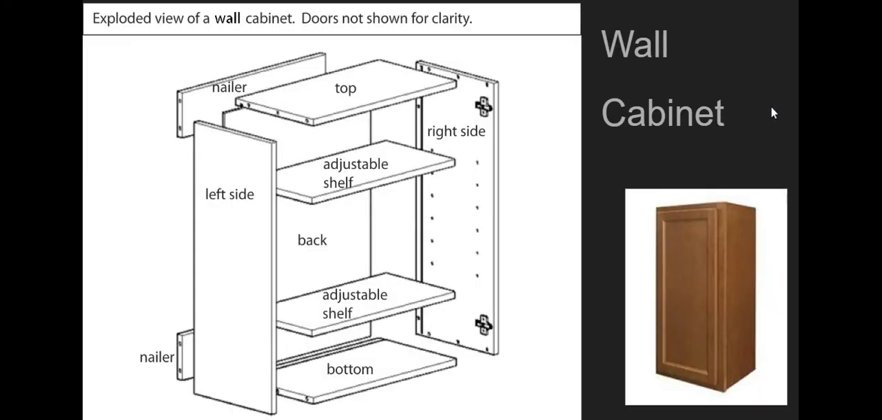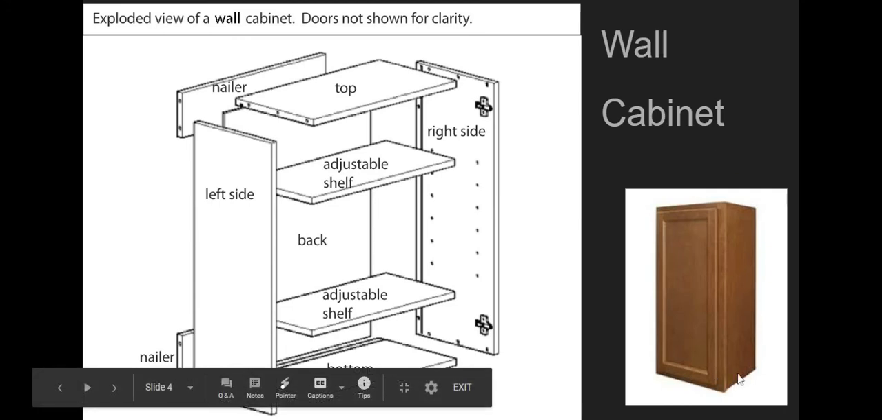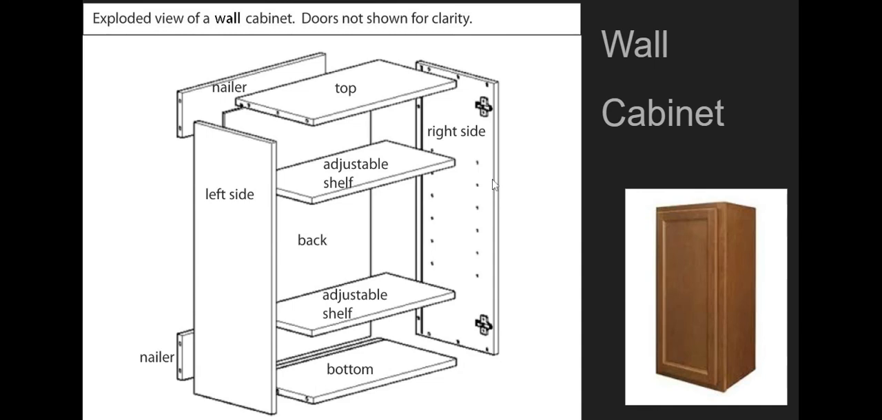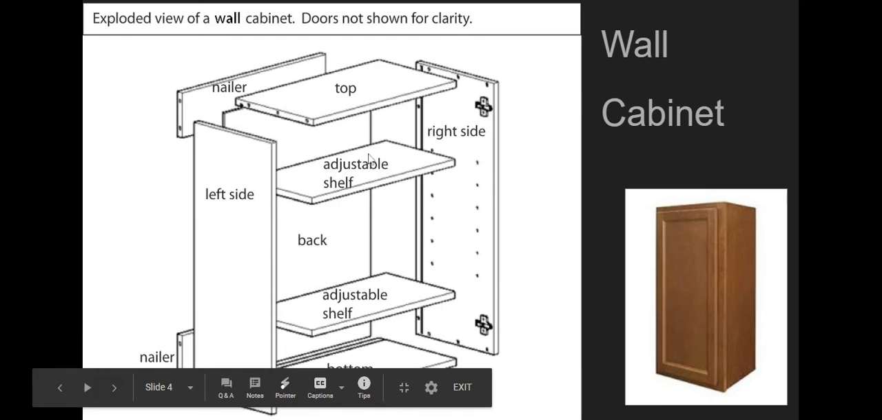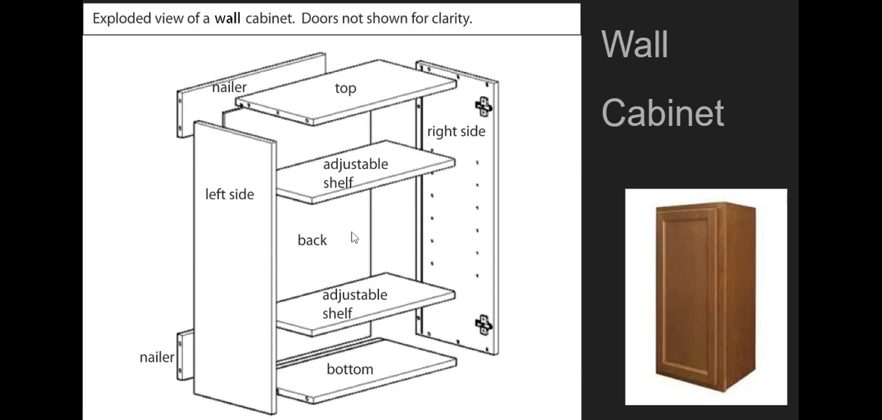There's a wall cabinet, okay, similar with a couple differences. Notice there's no toe kick. You'll notice at the bottom of the drawing here, it's pretty much a 3D box, but there's not a lot to it. It's got right side, left side, the back again, bottom, top. It's just like a plain box, with a couple adjustable shelves. You might have some other options in there.